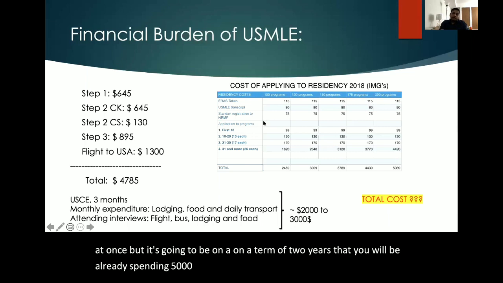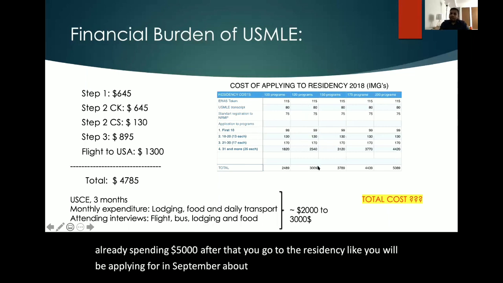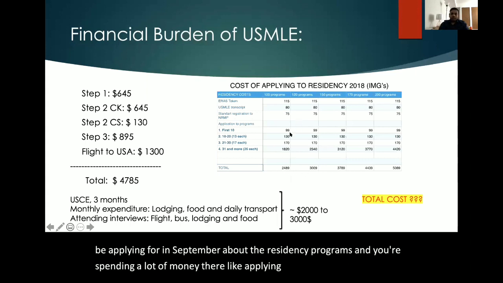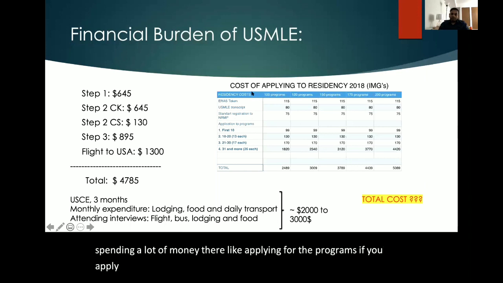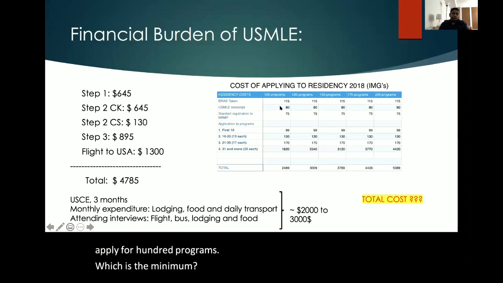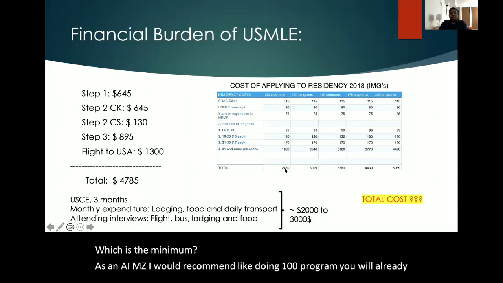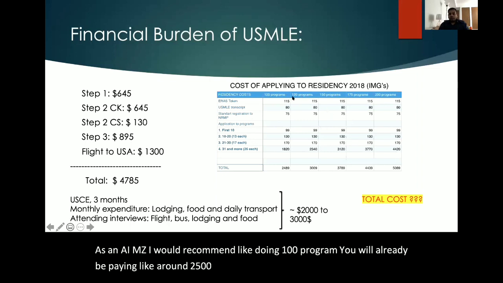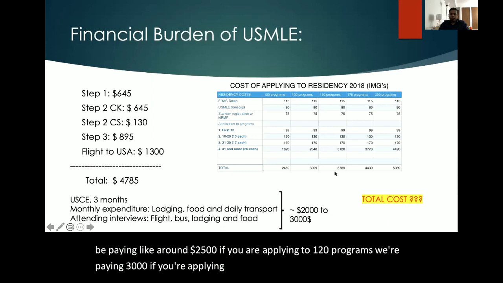After that, you go to the residency. You will be applying in September to the residency programs, and you're spending a lot of money there. If you apply for 100 programs, which is the minimum as an IMG that I would recommend, you will already be paying around $2,500. If you're applying to 120 programs, you're paying $3,000. If you're applying to 150 programs, you're paying nearly $3,700. So it is very costly.